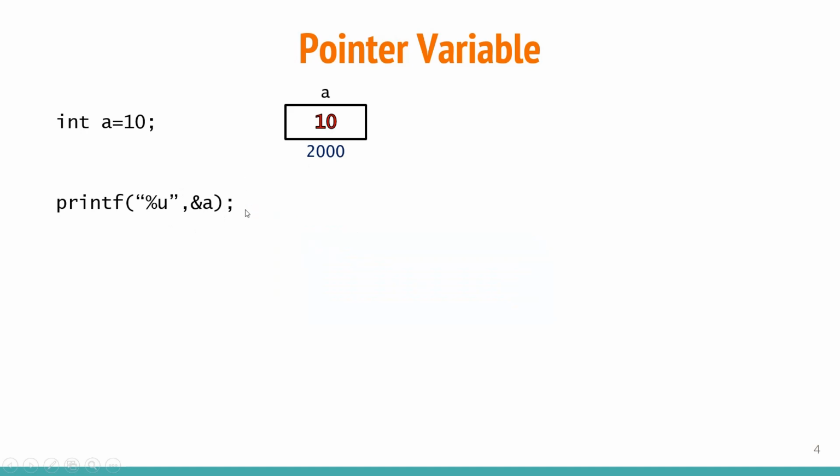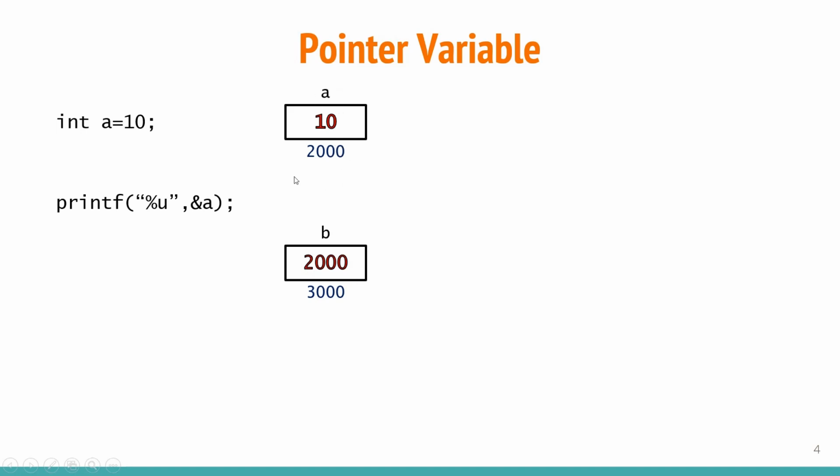Now, having seen how to print the address of a variable, the next question is, can I store the address of one variable as a value in another variable? What do I mean by this? The situation is similar to this. I can create one more variable called b, but that b, instead of storing any other value, I want to store the address of a.